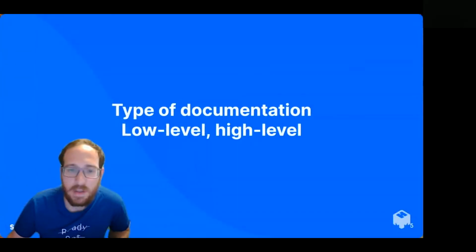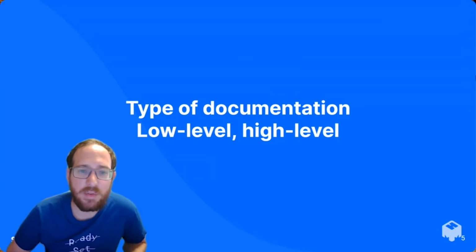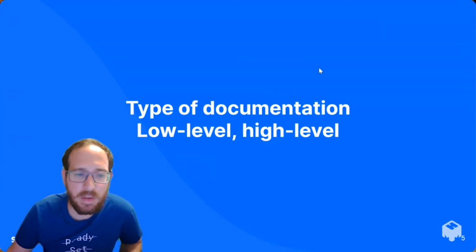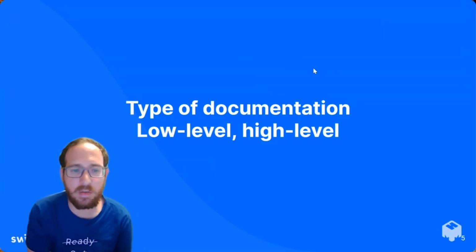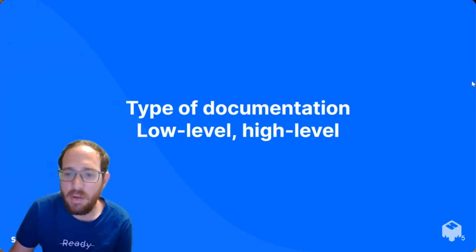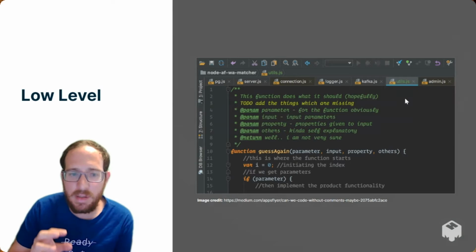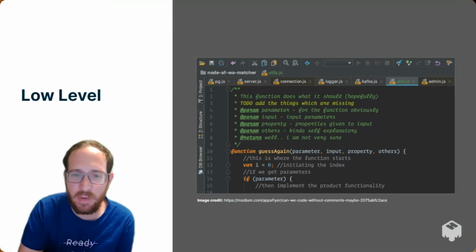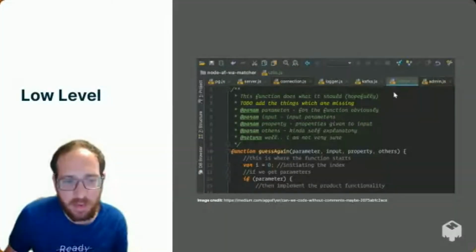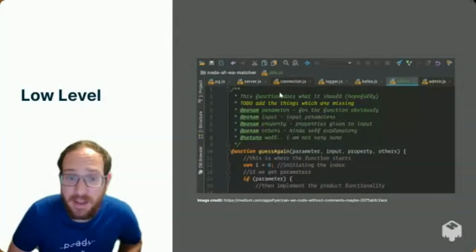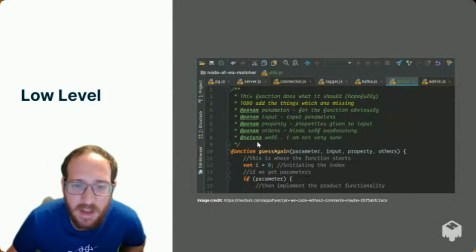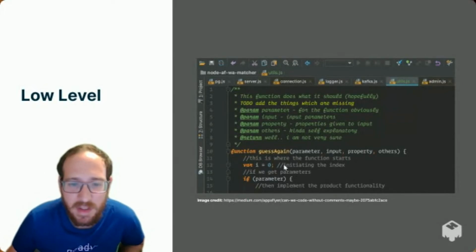So another thing we need to take into account is that when people talk about documentation, they usually talk about either low-level documentation or high-level documentation. And by low-level documentation, what I mean is code comments. So actual pieces of knowledge that are written as text within the code. So this here is a very extreme example of very bad comments. For example, this one says, this is where the function starts. Obviously, this doesn't help me very much. Also, var i equals 0, initiating the index, also doesn't help me very much.